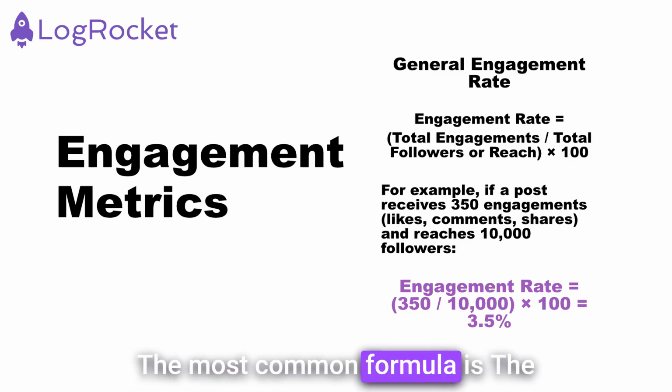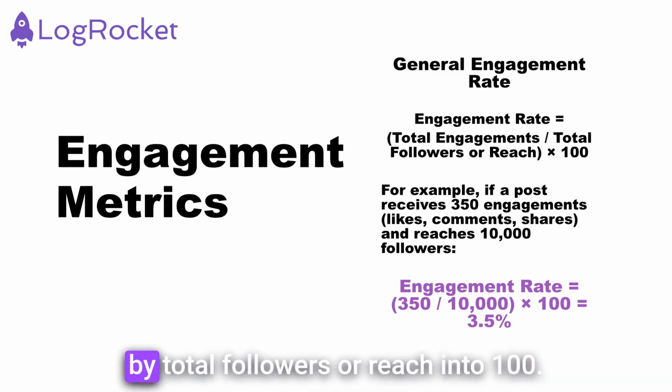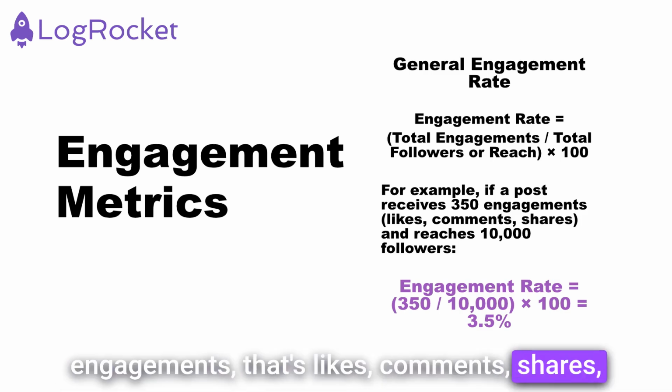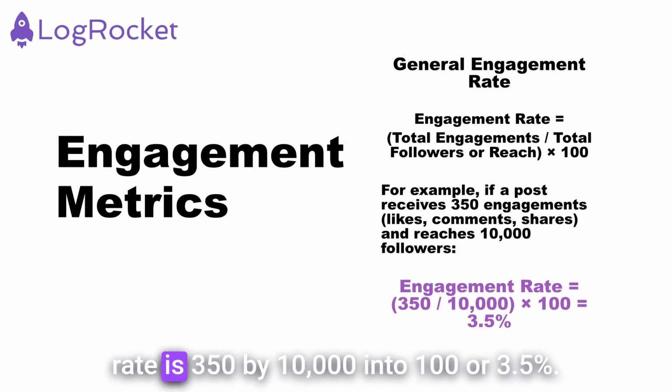The most common formula is the engagement rate equals total engagements by total followers or reach into 100. For example, if a post receives 350 engagements, that's likes, comments, shares, and reaches 10,000 followers, the engagement rate is 350 by 10,000 into 100 or 3.5%.